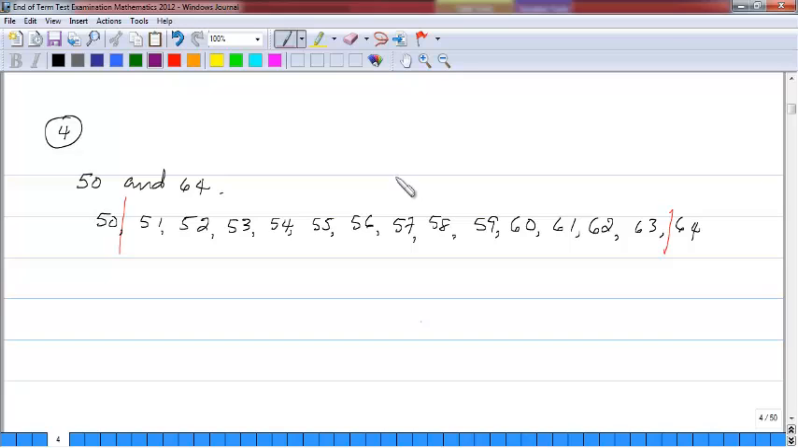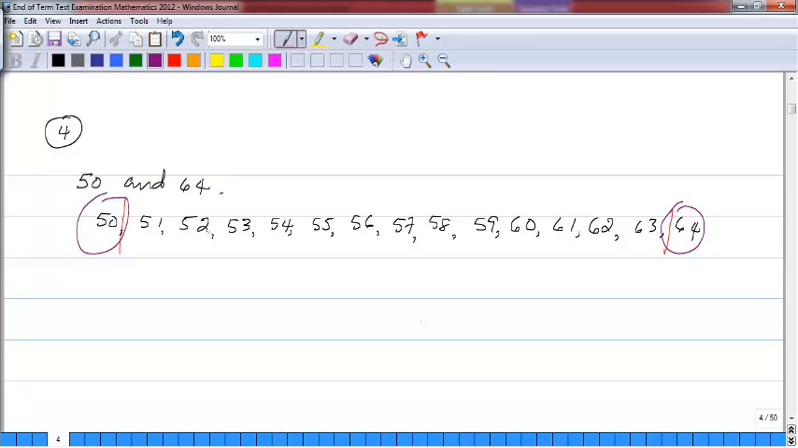Number 4. Number 4 says, how many odd numbers are between 50 and 64? So here we've listed the numbers 50 to 64. So it says between, so we can't use 50 and we can't use 64. The numbers need to fall between those two numbers. An odd number is a number that when we divide it by 2, it will leave a remainder. It's not exactly divisible by 2.